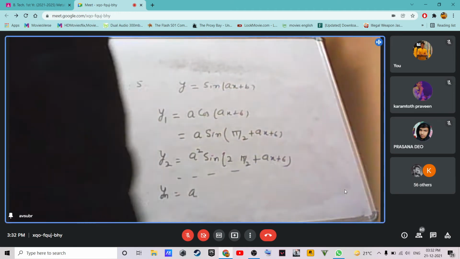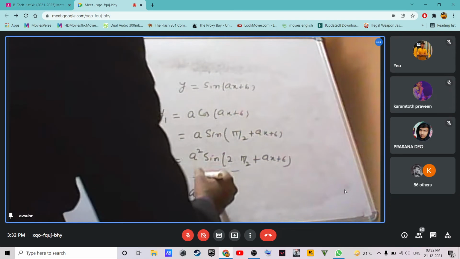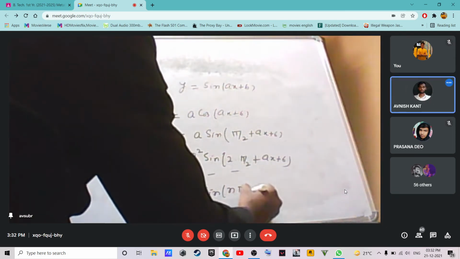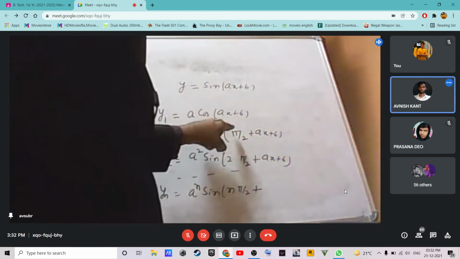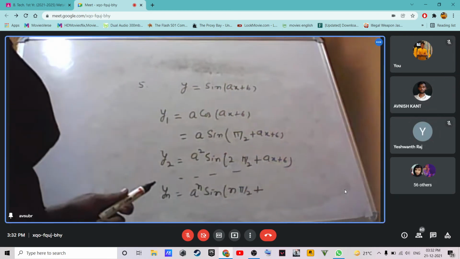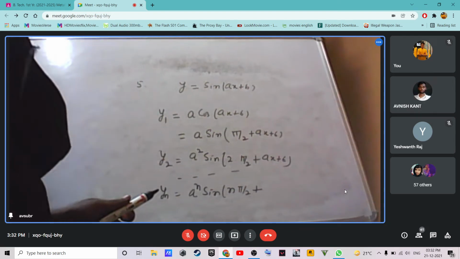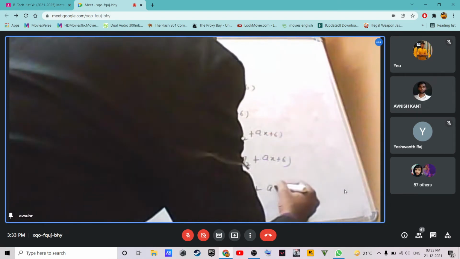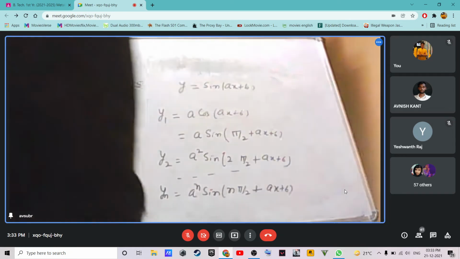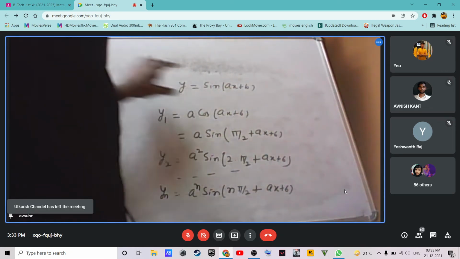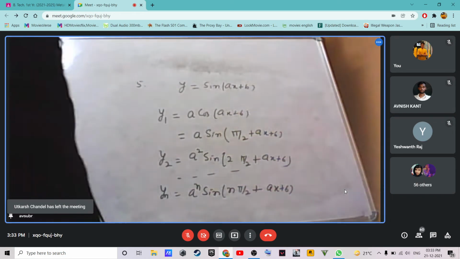So y is equal to sin(ax plus b). The nth derivative is a to the power n sin(n pi by 2 plus ax plus b). So this is your nth derivative of sin(ax plus b).